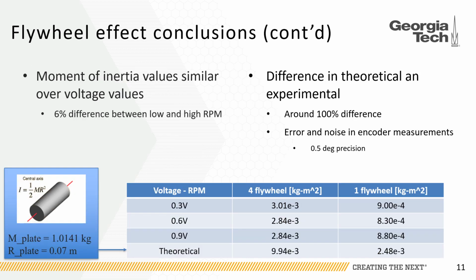And then finally, the moment of inertia values are similar over the different voltages, which can be seen in the table below. There was a 6% difference between low and high RPM, which is good enough. But unfortunately, the difference between the theoretical and experimental was very high, around 100% between the flywheels. This could be error and noise in the encoder measurements, and it does have a pretty large precision value, so that could be something that caused that.